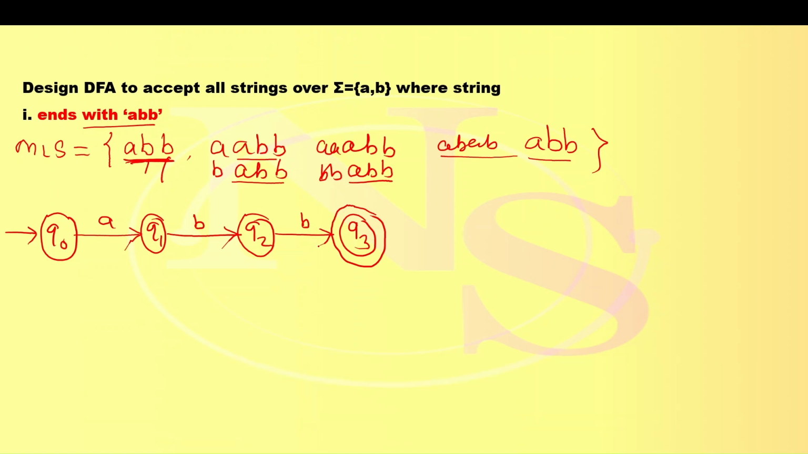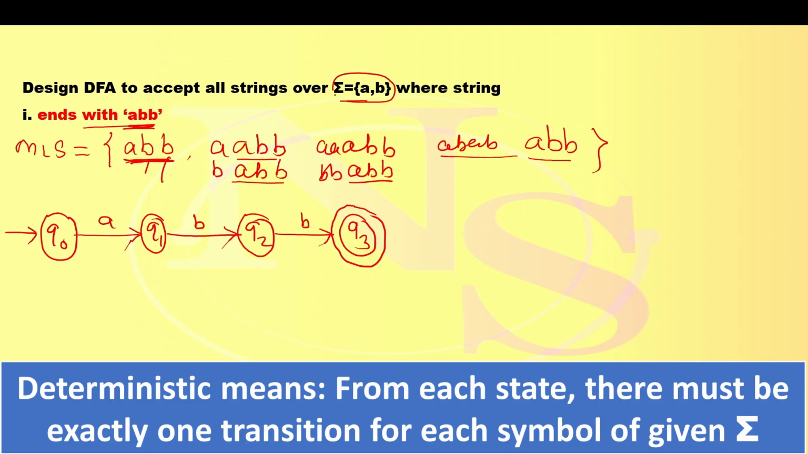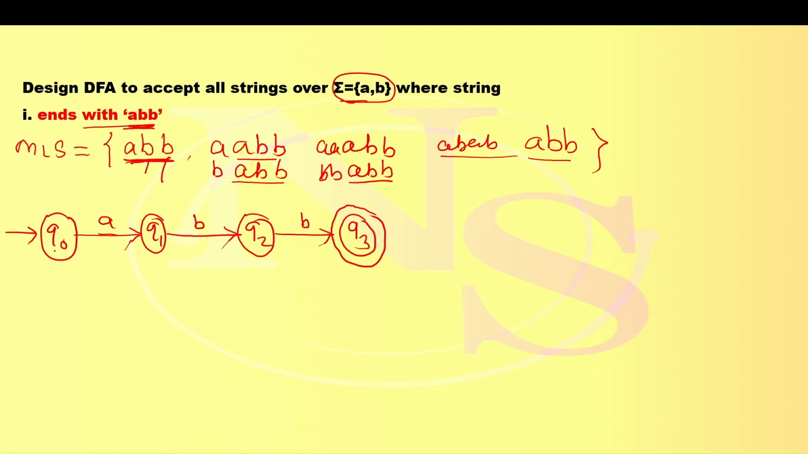Once we have designed the automata for our condition, ends with ABB, now try to make the automata deterministic. That means there should be only one transition for each symbol of sigma from each state. From Q0 there is a transition for A, but there is no transition for B. How to make it? Our target state is Q0, and we want to find the transition from Q0 for the symbol B. How to reach Q0 from the starting state? Q0 itself is the starting state, so nothing will be here. How to reach the final state from Q0? Final is Q3, Q0 is here. How to reach the final? By following this path ABB, so write that down here.